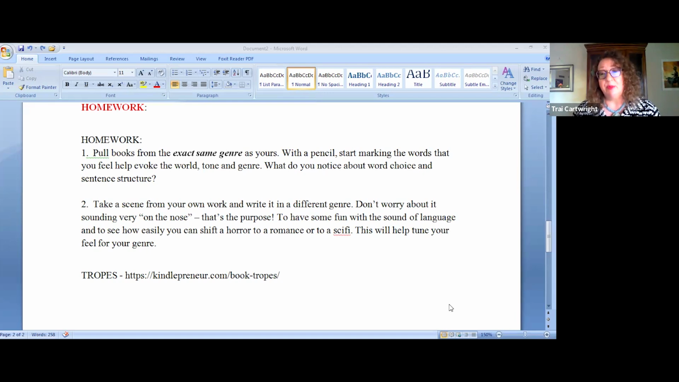This is a craft exercise with a pencil. Start marking the words or the phrases that you feel help evoke the world, the tone of things, and certainly the genre things. So what do you notice about the word choice and the sentence structure? If you can tie those two things together, that this writer chose these phrases and these words and the structure of the sentences, sometimes, especially in action, very, very short phrases, very different than what we saw with Ray Bradbury last module. Why those kinds of sentence structures? And we'll get into that more in module four.